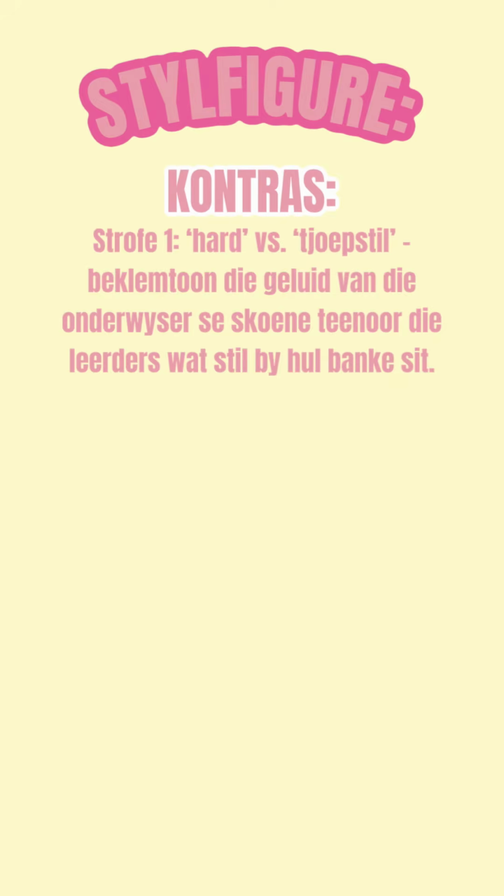Then stylistic figures, the figures of speech that are used. So first we have contrast, which is putting two opposing things next to each other or against each other. In stanza 1, we have hard, loud, versus dead quiet. It emphasizes the sound of the teacher's shoes as she's walking up and down the rows, against the learners who are sitting quietly by their desks.